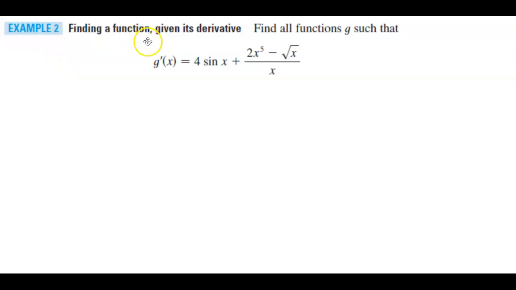Example 2, find a function given its derivative. Find all functions g such that g prime of x is equal to 4 sine of x plus 2x to the fifth minus the square root of x, all over x.